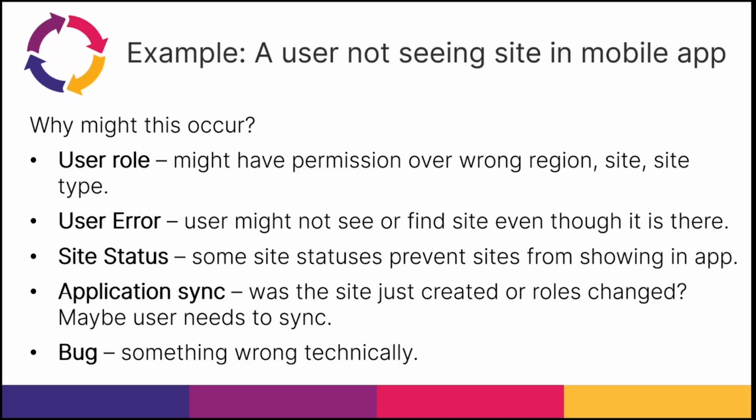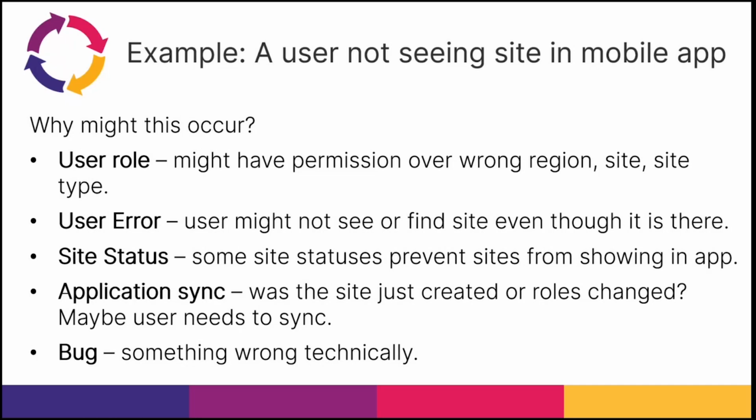And that can create the impression that there's a bug when maybe there's just a mistake on someone's side. Site status, as we know, can prevent some sites from showing in the app. It might be that this site was given a status that prevents it from showing in the mobile application. Everything is working as designed, but it may be the user doesn't know the status has changed, or maybe someone is just unaware that the site has that status.